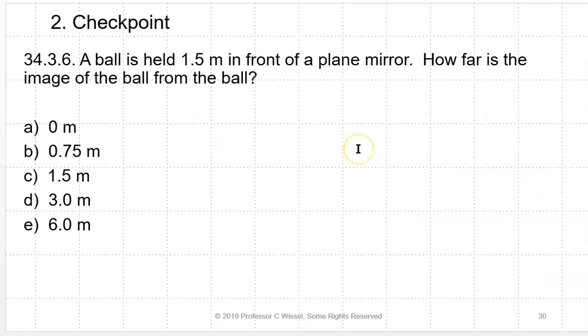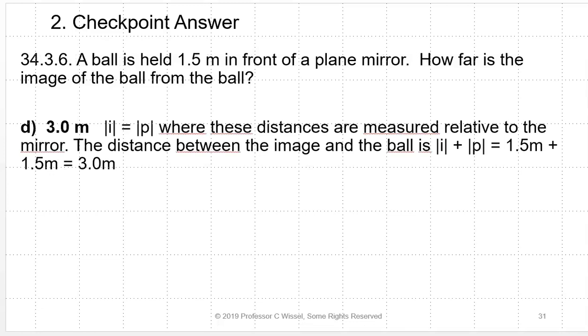A ball is held 1.5 meters in front of a plane mirror. How far is the image of the ball from the ball itself? Now, this is a trick question. They're not asking the distance between the ball and the mirror surface, or the image and the mirror surface. They're asking the distance between the ball and its image. So I will be p. It's a plane mirror, and these distances are measured relative to the surface of the mirror. So the distance between the image and the ball will be twice that. In other words, the ball is on one side of the mirror, and the image is on the other, an equal distance behind the mirror. So that will be 3 meters.